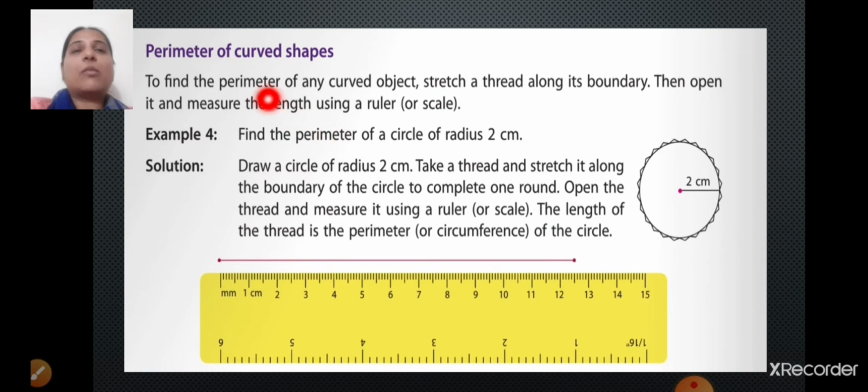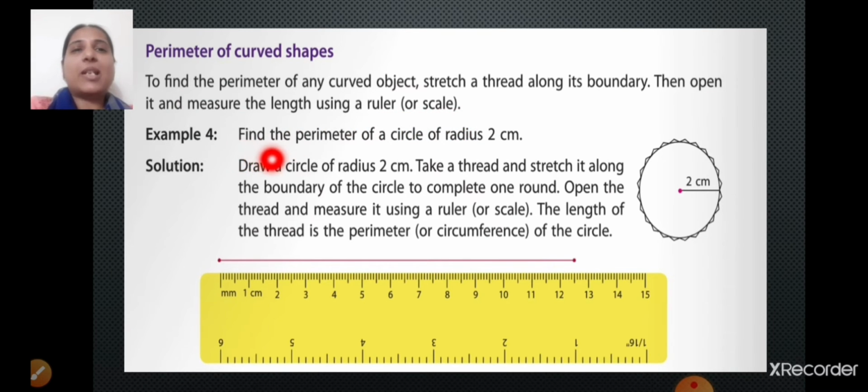To get the perimeter of curved shapes like a circle, to find the perimeter of any object, stretch a thread along its boundary. You should have one thread to place. What we will do, we will place a thread along the boundary of this circle, then open it and measure the length using a ruler or a scale.